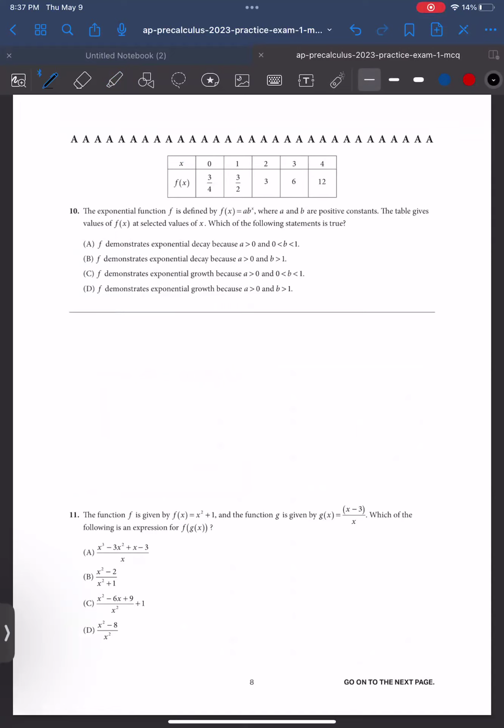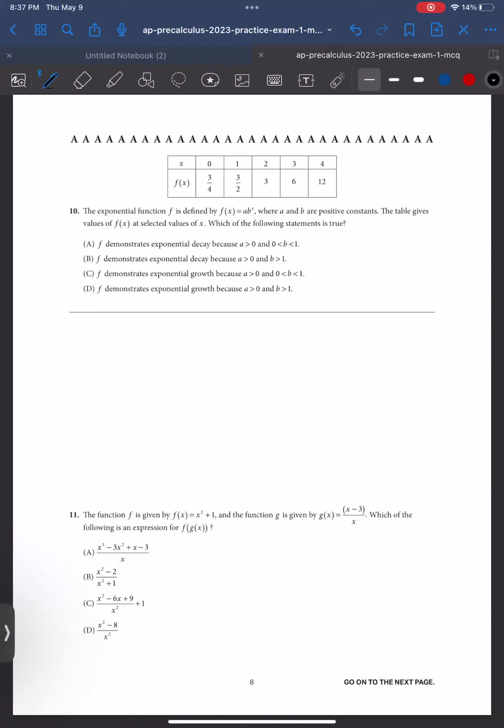The exponential function f is defined by f of x is equal to a times b to the x, where a and b are positive constants. The table gives the values of f of x at selected values of x. Which of the following statements is true? So basically they're saying, is this a growth or a decay? It can't be decay because it's going up. So yes, it's a growth.